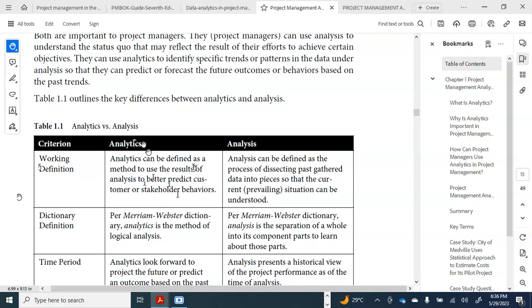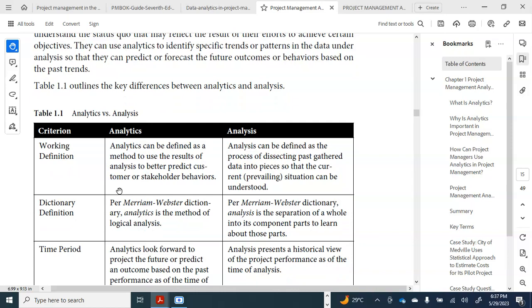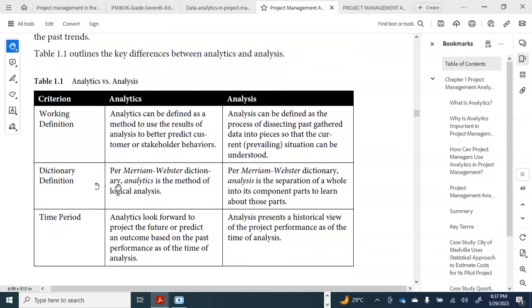Analytics talks about predicting customer or stakeholders' behavior. That's the analytics. The analysis talks about understanding the current situation. Right? This one talks about the predictive, and this one about understanding what is happening. There's the analysis. So now we talked about the criterion, we have the dictionary definition. Per Merriam-Webster dictionary, analytics is the method of logical analysis. You see that now?